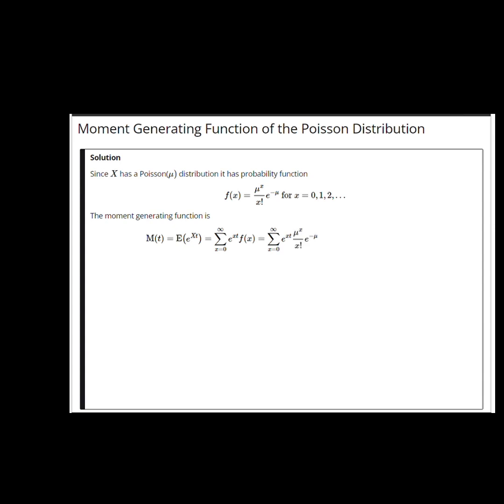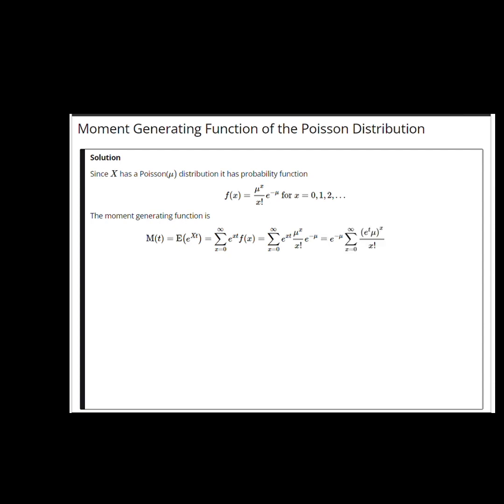I'll replace f of x by its definition for Poisson, mu to the x over x factorial e to the minus mu. And since we're adding over x, and e to the minus mu does not change, it's a constant with respect to x, it makes sense to take it outside the summation sign. The other trick in evaluating this moment-generating function is to put together all powers of x, and there are two of them that appear here, mu to the x and e to the xt, which is e to the t raised to the power x.